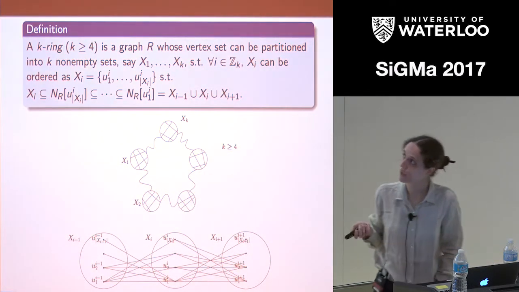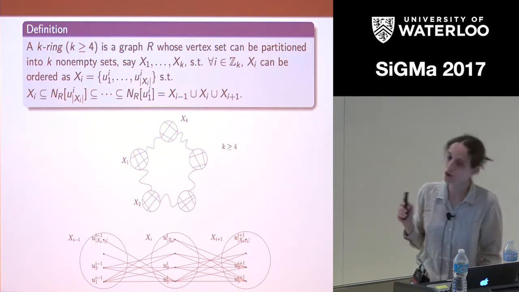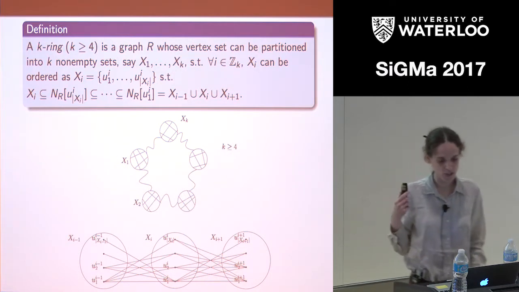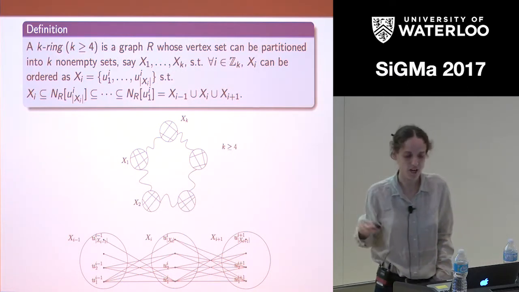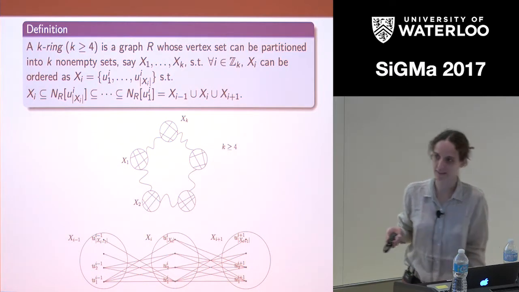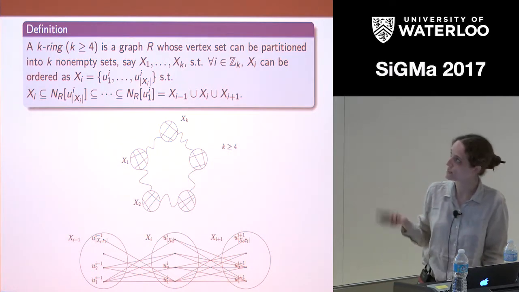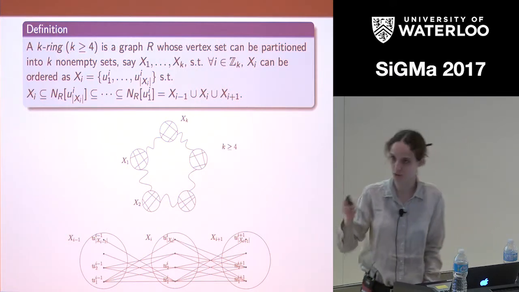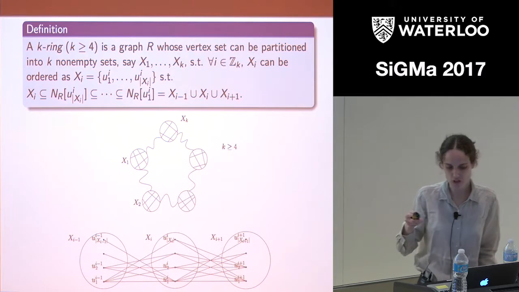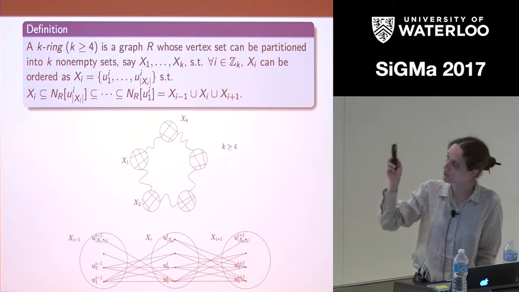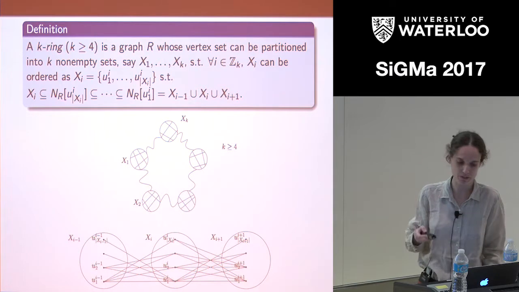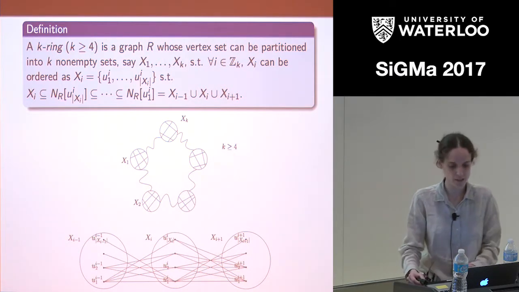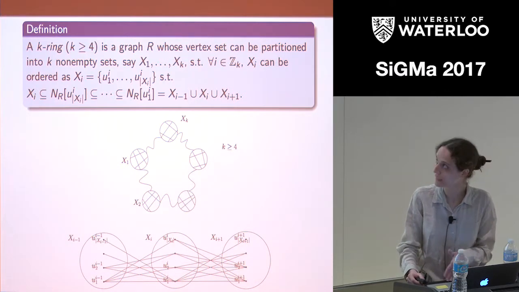This is called a ring. So I wrote the definition on top, but I think it's probably easier to look at the picture than to read the definition. A ring is a kind of graph where you can partition the vertex set into k cliques, k at least 4, and you can arrange those cliques in a circular fashion so that vertices in each clique may have neighbors in the neighboring cliques, neighboring in the circular order, and may not have neighbors in any other clique.